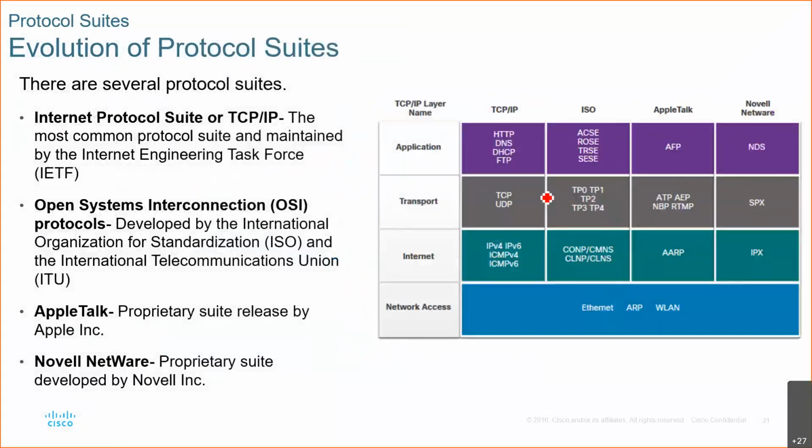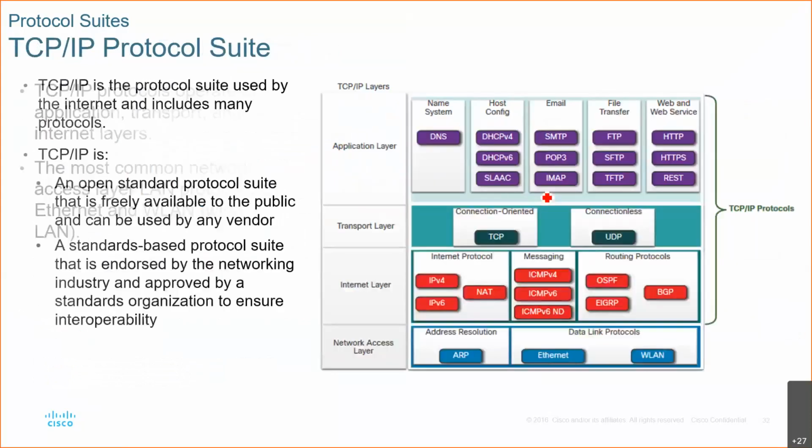Okay. Perhaps this one gives you a better indication of which protocol suite works at which layer as far as your TCP/IP is concerned. This is much more detailed, okay? For your TCP/IP, it's a standard protocol suite which is freely available to the public, and can be used by any vendor manufacturer, any vendor. It's not vendor specific. It is something which is endorsed by the networking industry and approved by your standards organization. And right over here, for example, in your transport layer, we have got a connection-oriented protocol working here, which is your TCP, and connectionless, which is UDP. Details about this you're going to study in your lecture.